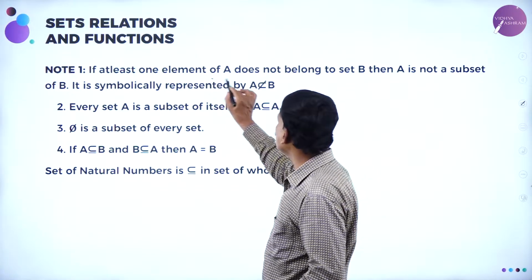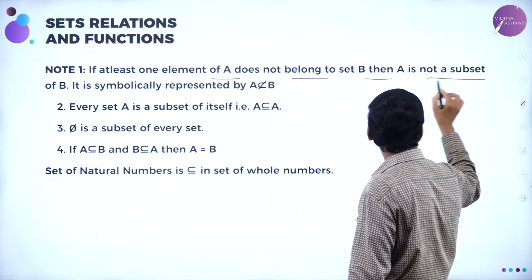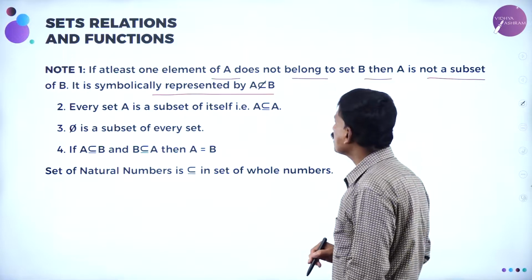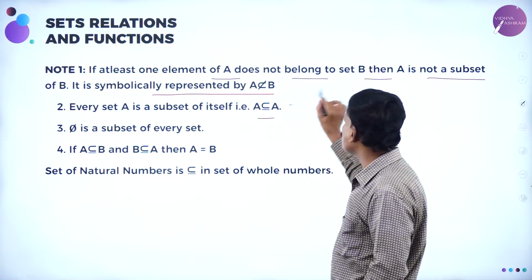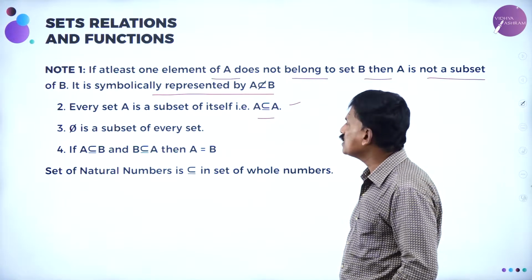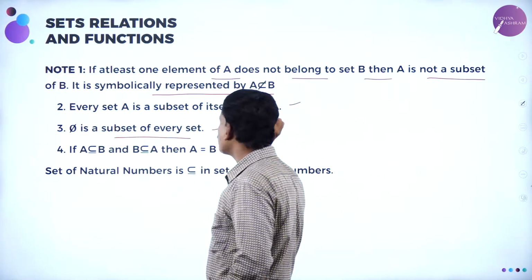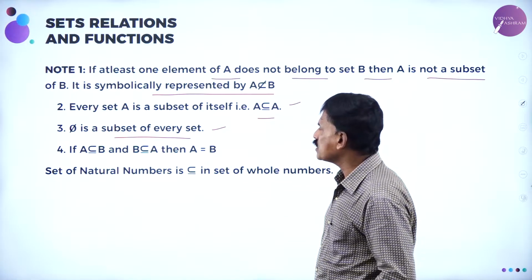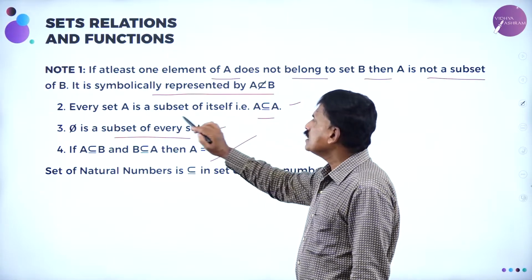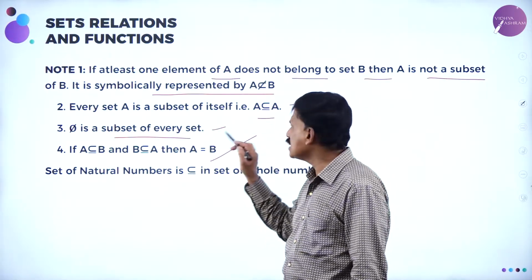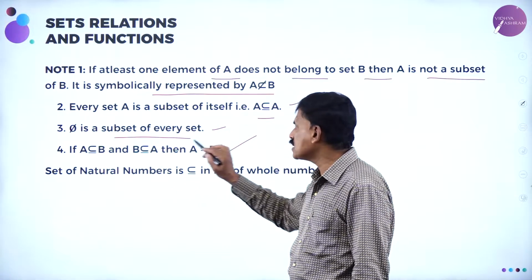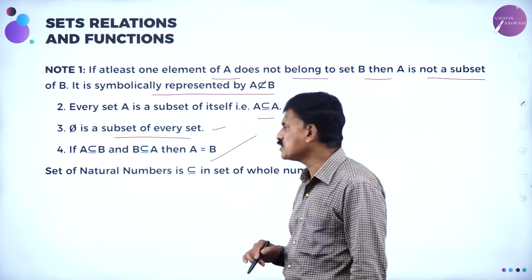If at least one element of A does not belong to the set B, then A is not a subset of B, and symbolically it is denoted as A ⊄ B. Every set is a subset of itself. So, A is a subset of A. The null set is also a subset of every set. Then, if A is a subset of B and B is a subset of A, then A is equal to B. This is a very important property. Every set is a subset of itself, and the null set is also a subset. And if A is a subset of B and B is a subset of A, then the two sets A and B are said to be equal.